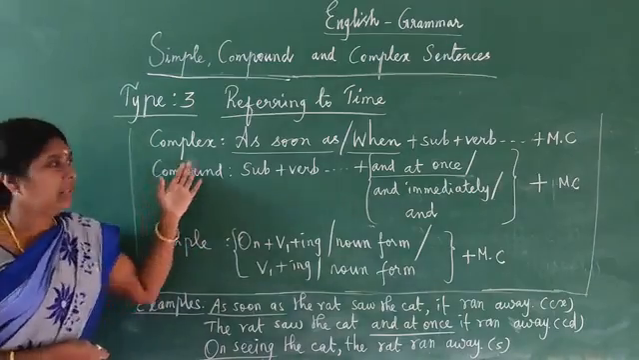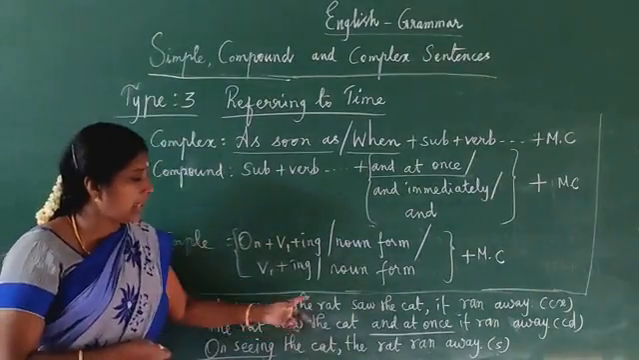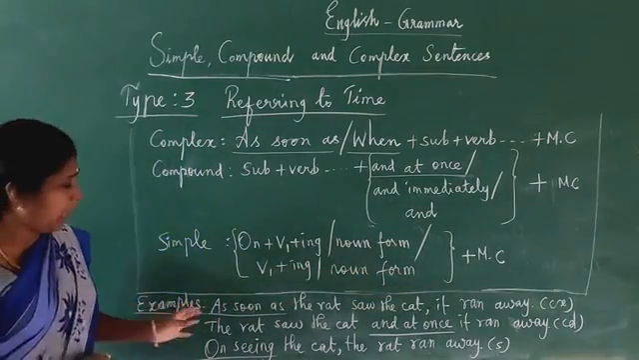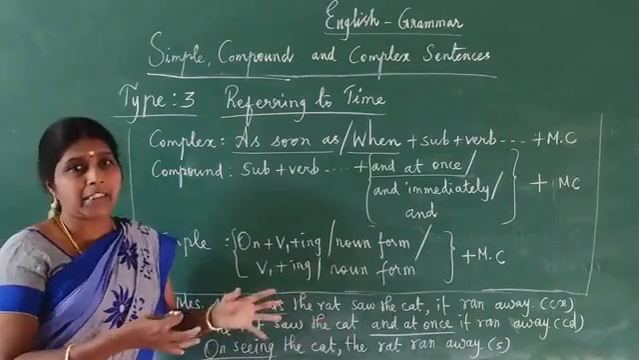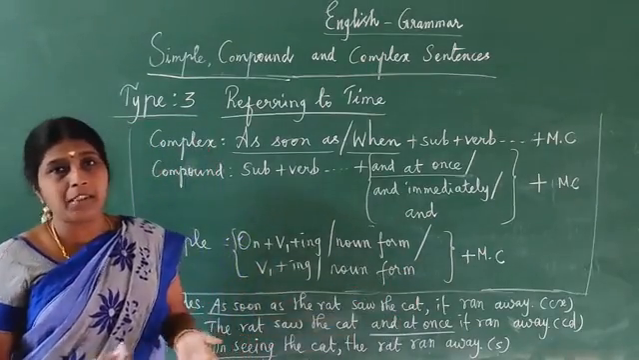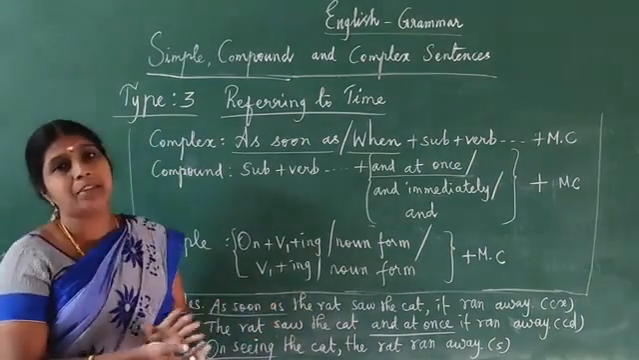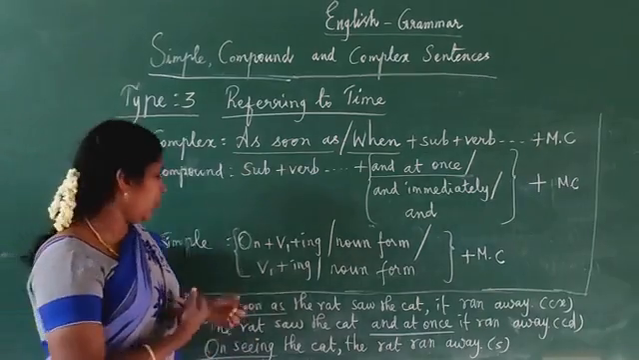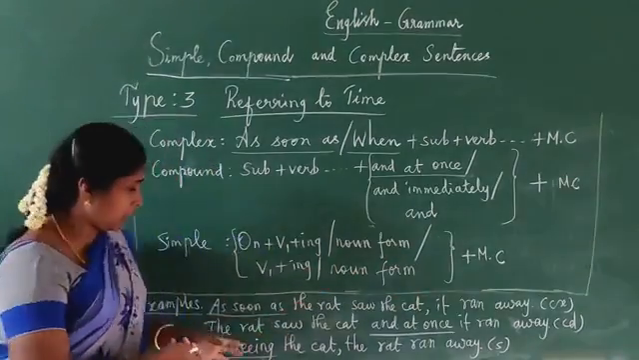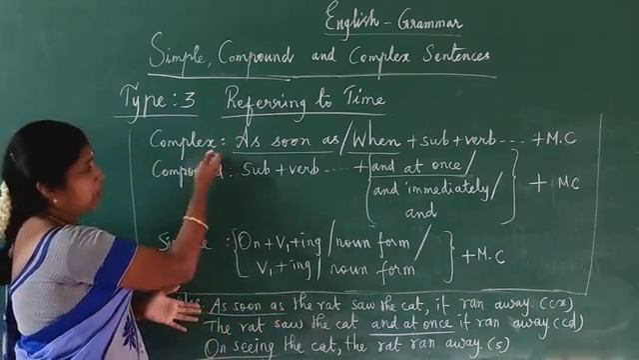Now we have to see this type with an example. See this: as soon as the rat saw the cat, it ran away. See the sentence meaning. As soon as means a fast action. But nowadays it is not possible, because on seeing the cat, the rat simply escaped. So the sentence, as soon as the rat saw the cat, it ran away, is complex, because with the help of the words as soon as, we can identify that the sentence belongs to complex.